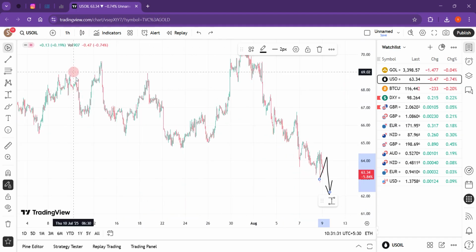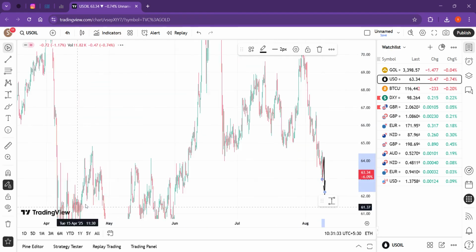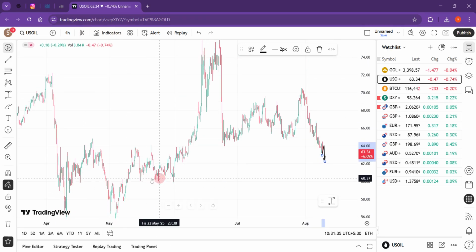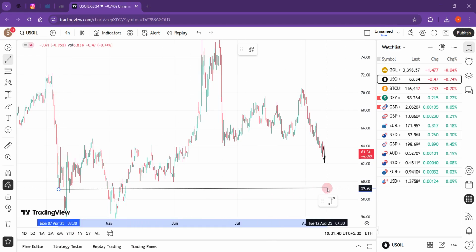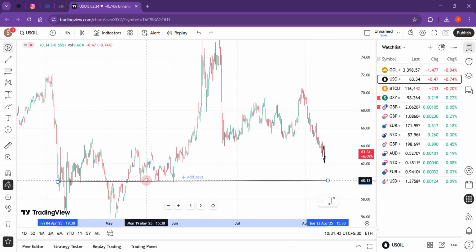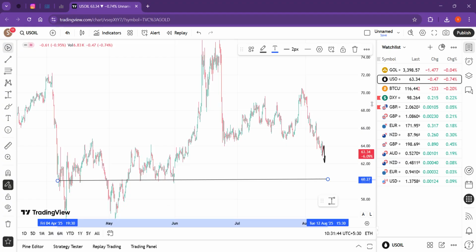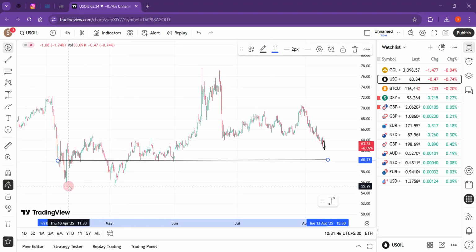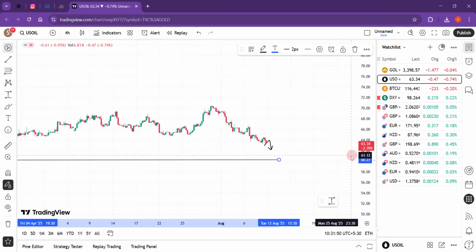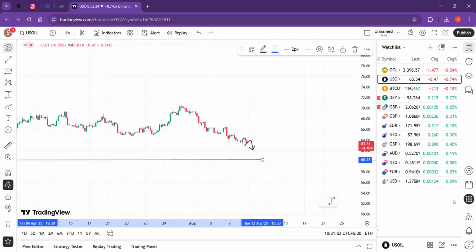And it could be possible that US oil will retest this 60 price zone, as that was a strong support here. So there is a possible chance of 60, and below 60 we can also expect the prices to go down to 54 or 55. So sell on rise will be the best strategy for crude oil prices, guys.